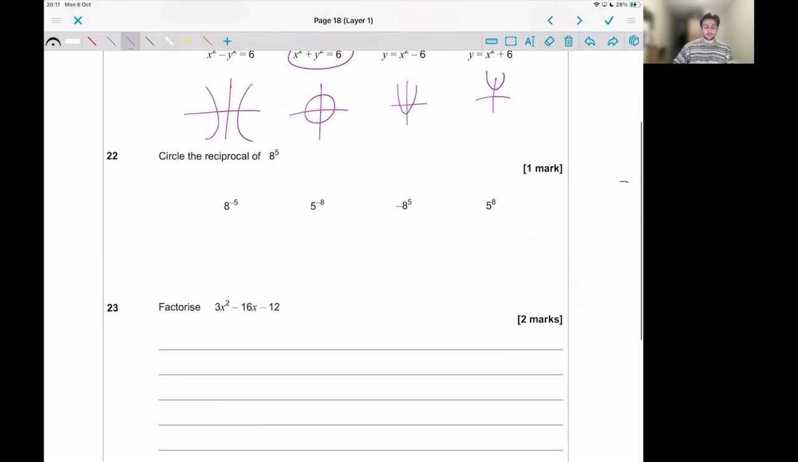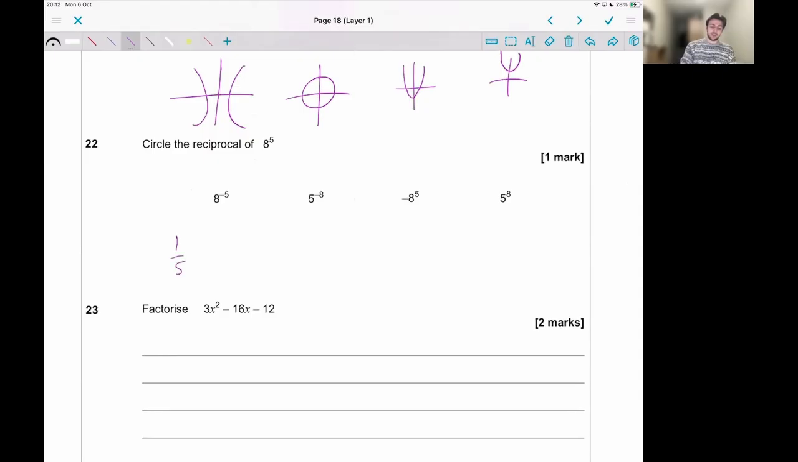Moving on then, 22. Circle the reciprocal of 8⁵. What does reciprocal mean? Reciprocal means 1 divided by that number. So the reciprocal of a 5th is 5. The reciprocal of 5 is a 5th. So what is the reciprocal of 8⁵? It's 1 divided by 8 to the 5.